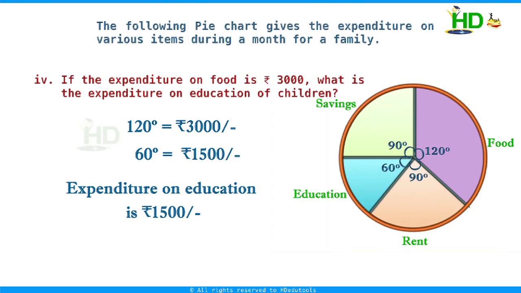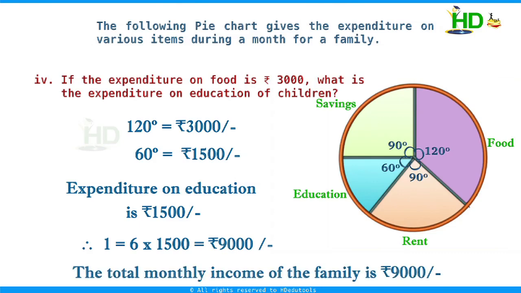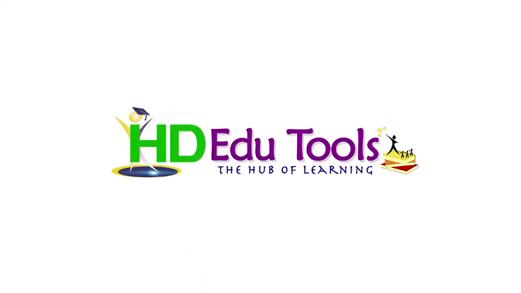If the expenditure on education is 1,500 rupees, what is the monthly income of the family? 60 degrees means 1 by 6th. 1/6 is 1500. Therefore, 1 equals 6 into 1500, that is 9000. The total monthly income of the family is 9000 rupees.